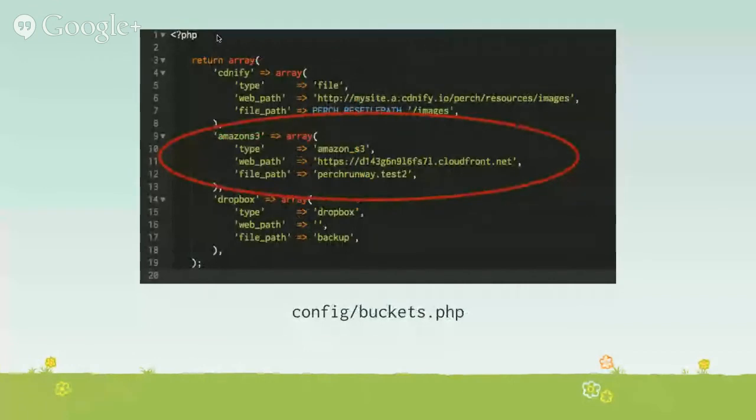And then you define a bucket in your bucket list. This is an Amazon S3 bucket I've defined. You then give it the CloudFront URL as the path where to find the files. And then the file path here is just the name of the bucket it's looking for within the S3 account.